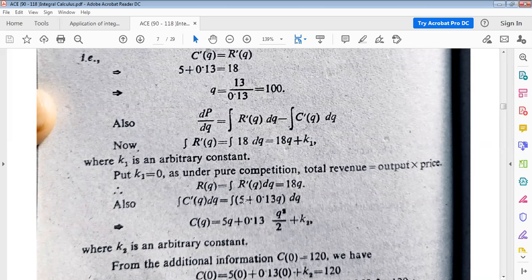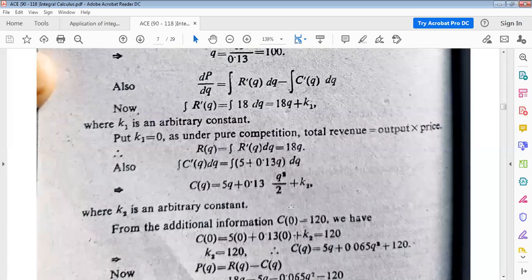sides: 5 into the integration of 1 with respect to q, 5q, and 0.13 q, differentiation, what will it be? Using the x to the power n formula, q to the power 2, 1 plus 1, divided by 1 plus 1. Okay, and this is the integral constant k2, and k2 is also an arbitrary constant.